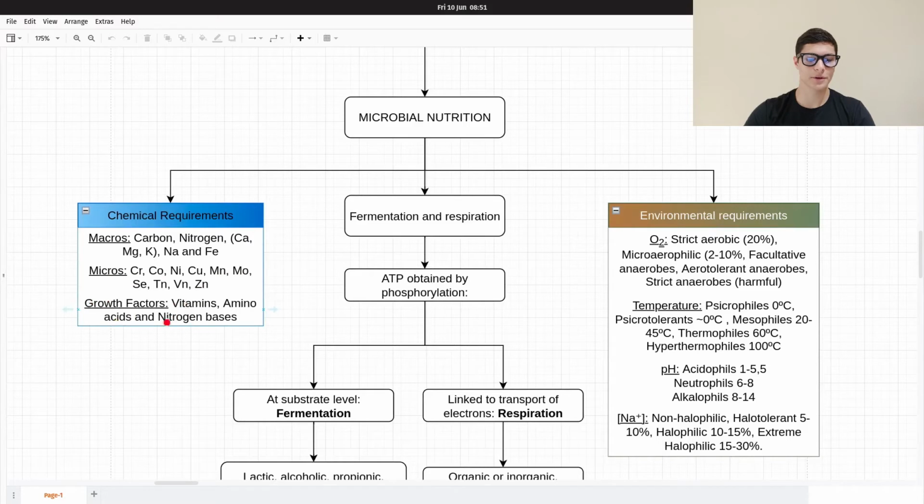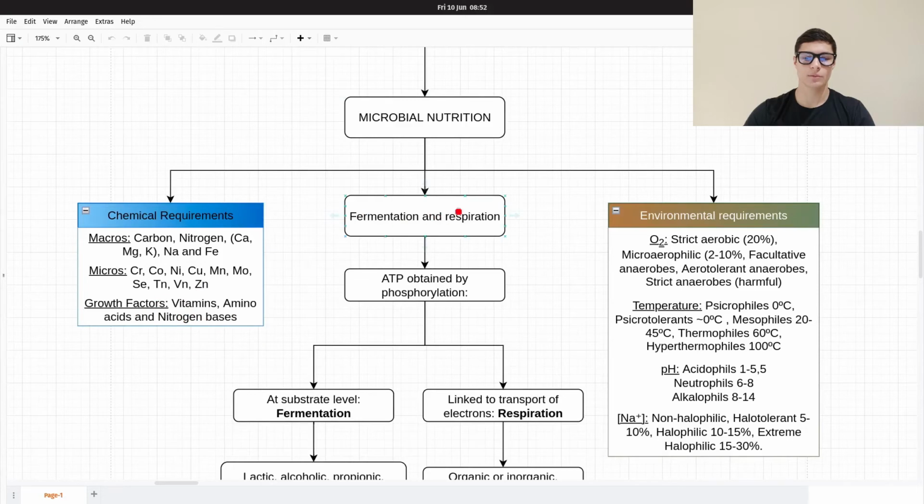And then the growth factors are very important, such as vitamins, amino acids, and nitrogen bases. So basically vitamins help in a lot of metabolic functions, and the amino acids, well, they are a very important growth factor because they are anabolic. And the nitrogen bases are used to synthesize the nucleic acids from which we can get the code to actually create those proteins and the growth.